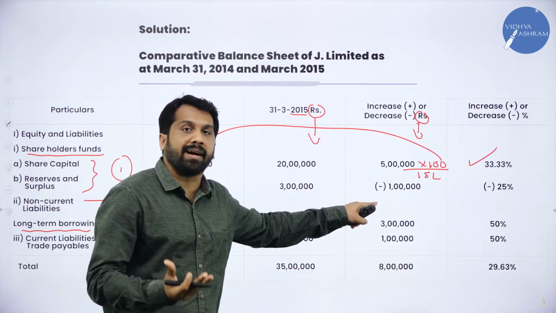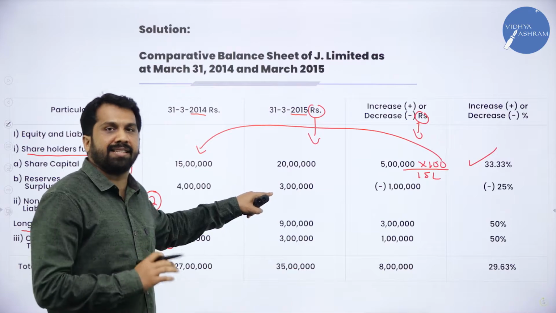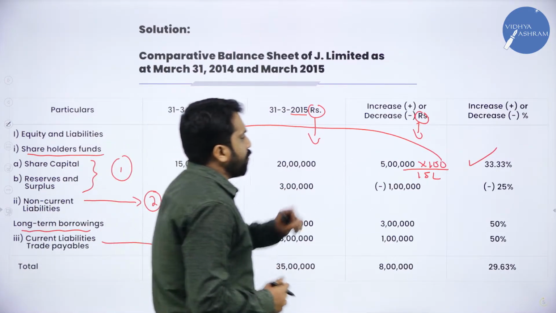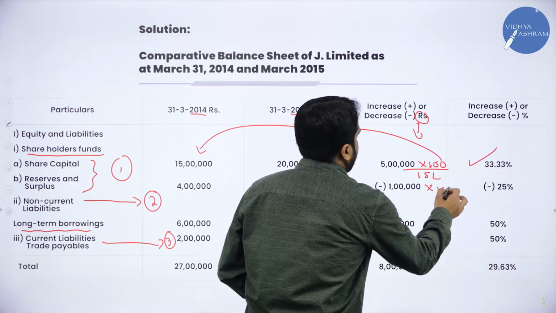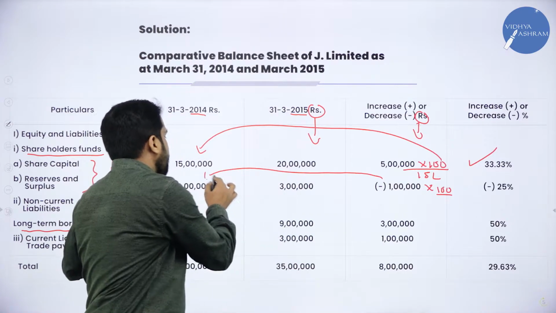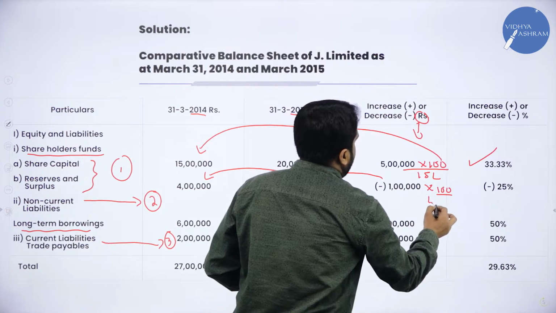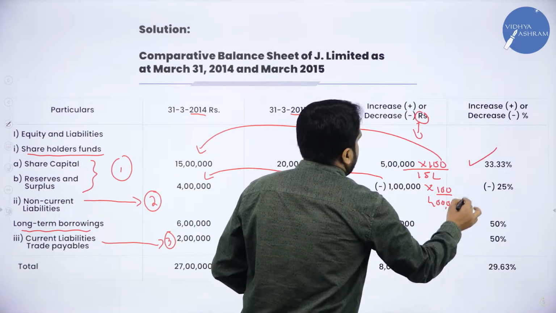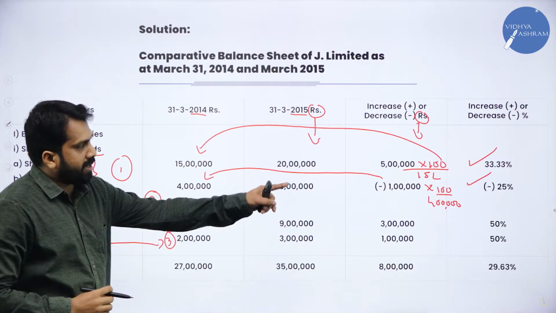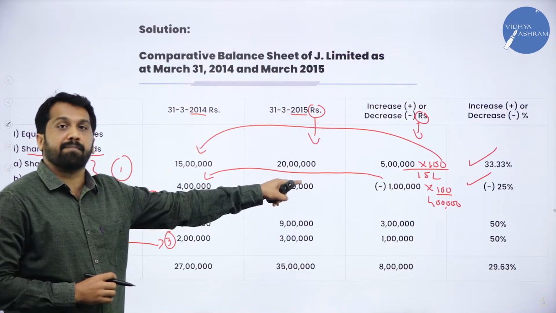Now, second one, your answer is how much? 1 lakh. Why it is minus? Because compared to last year, this year it is less. That's why the answer is in minus figure. Now, 1 lakh multiplied with 100 divided by what? Come back to your previous one, your first year. Your answer is divided by 4 lakh, your answer is 25%. Even the percentage is also in minus. Why? Because your final answer is in minus.